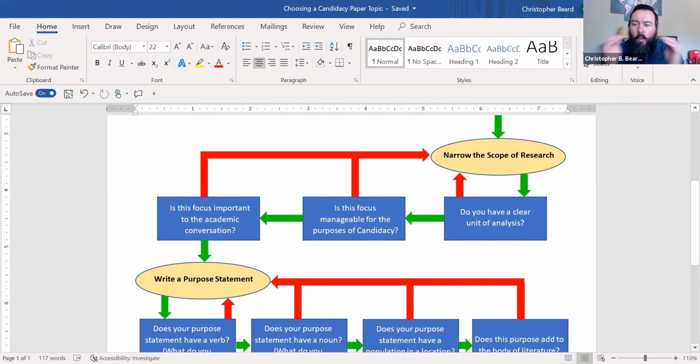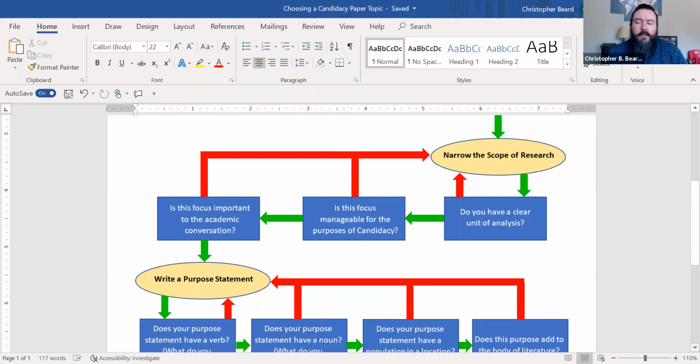So do you know what it is, the unit you want to study? Unit of analysis can be, I want to study the way things work in a certain congregation, or the church at large, or the world. And obviously you want to have a clear and manageable scope of research, and I'll get to that in a second. So, a clear unit of analysis for the purposes of the paper. So again, what's the context that you're going to study? What is the unit that you're focused on?